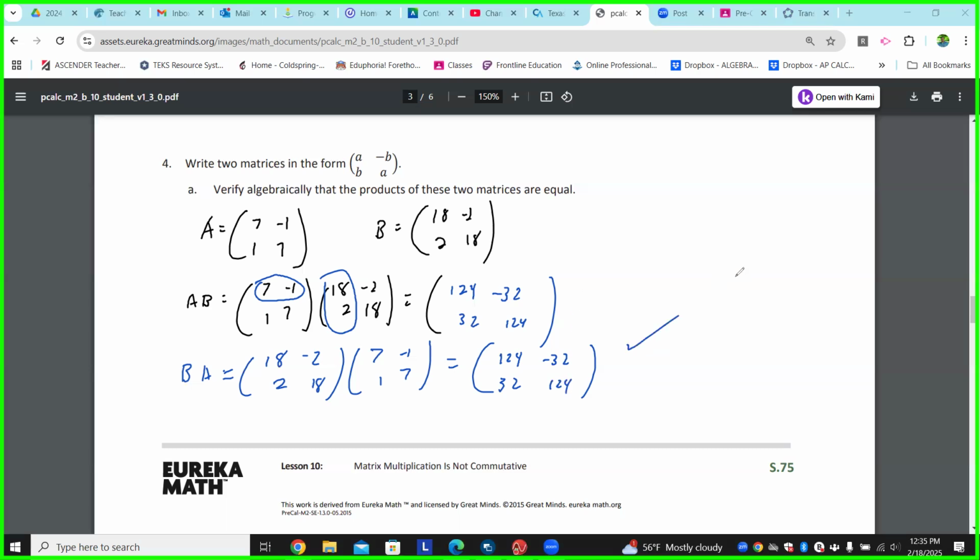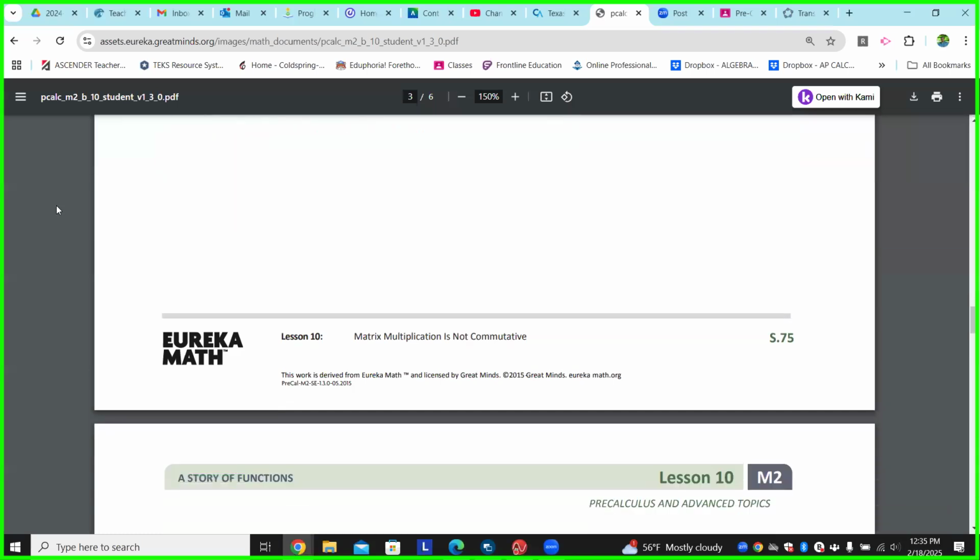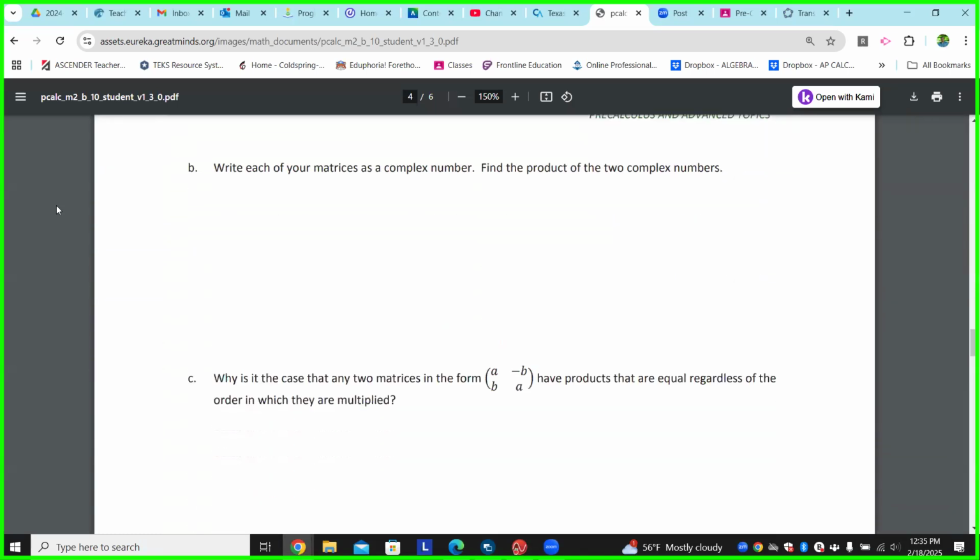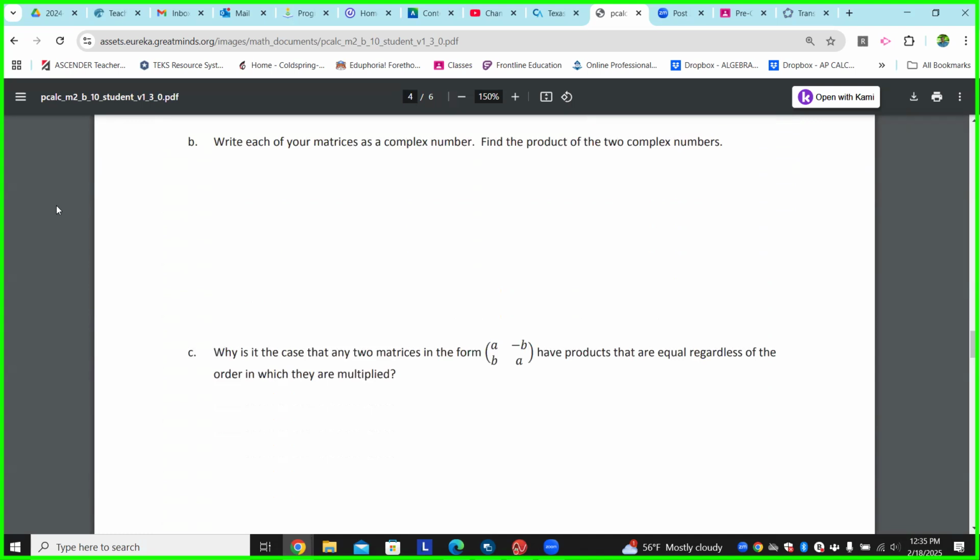All right. So when it's in this form, we tend for this to actually be a true statement. Right? And if you recall, this is basically a rotation with a proper scalar on both of them. All right. So let's look at part B. It's only 2 more parts, guys, in 5 minutes. Each of your matrices has a complex number. So what did we just get?